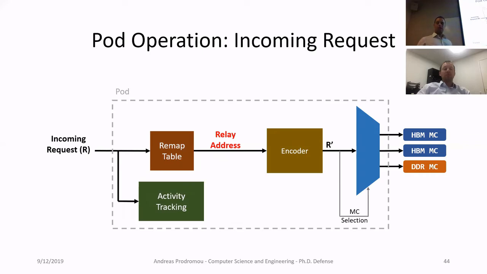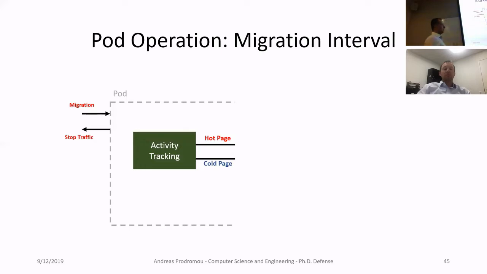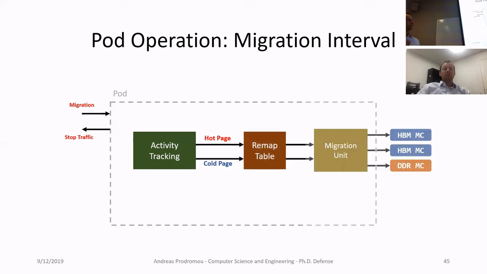MemPod is also an interval-based approach, where at the end of the interval, we get a migration signal. We stop traffic for a while to ensure atomic memory updates. And then the activity tracking unit starts producing tuples of hot and cold pages, which update the remap table. And then a migration unit takes care of physically moving the data. So this is the architecture briefly.